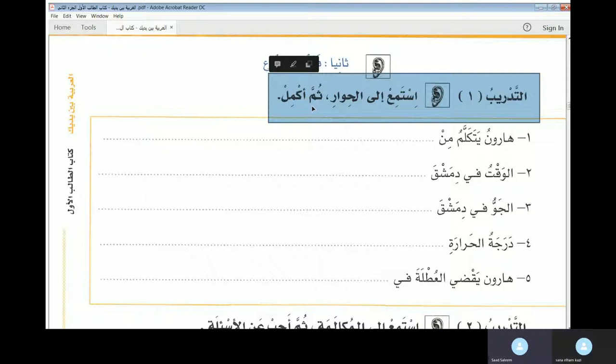Harun: Ana Harun. Atakallamu min Dimashq. Harun says, I am Harun. I am speaking from Damascus. Mahmood: Ahlan ya Harun. Mahmood says, welcome, O Harun. Harun: Al-waqtu sabahun huna. Harun says, the time is morning here.